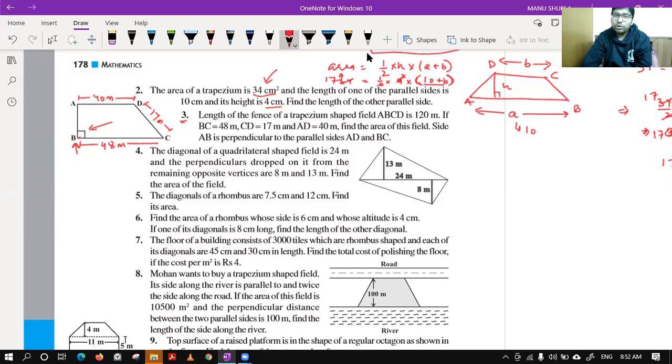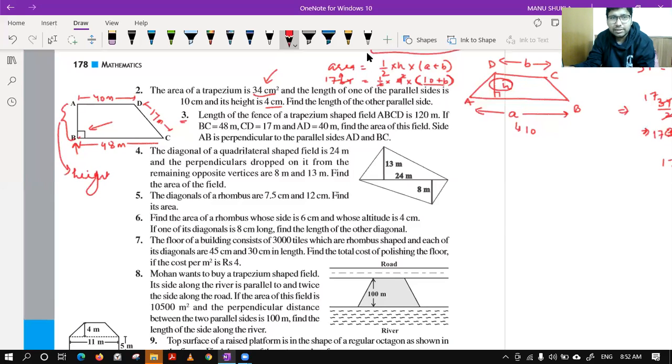Class, now tell me, how will you find the area of the field when you don't know the height? We have seen in a trapezium we need to find a height, and height is always perpendicular to the base. So whatever is perpendicular to the base, that can be taken as height. So in this question, which side can be taken as height? Please tell. Which side can be taken as height? This AB can be taken as height itself. Very good.